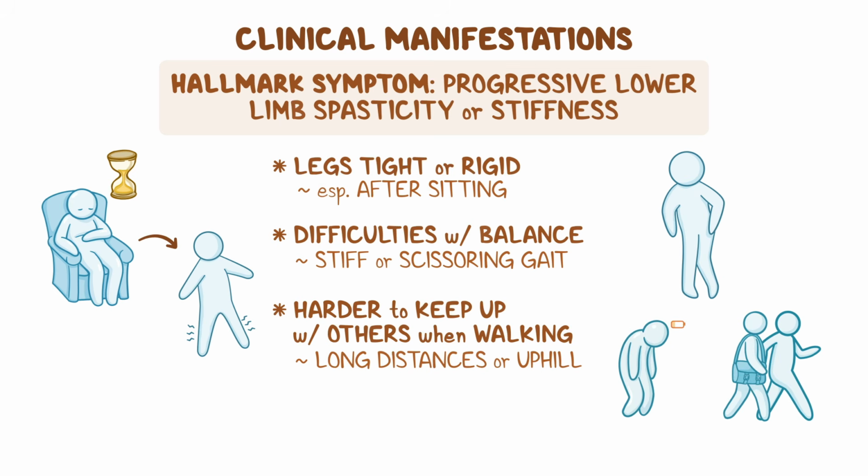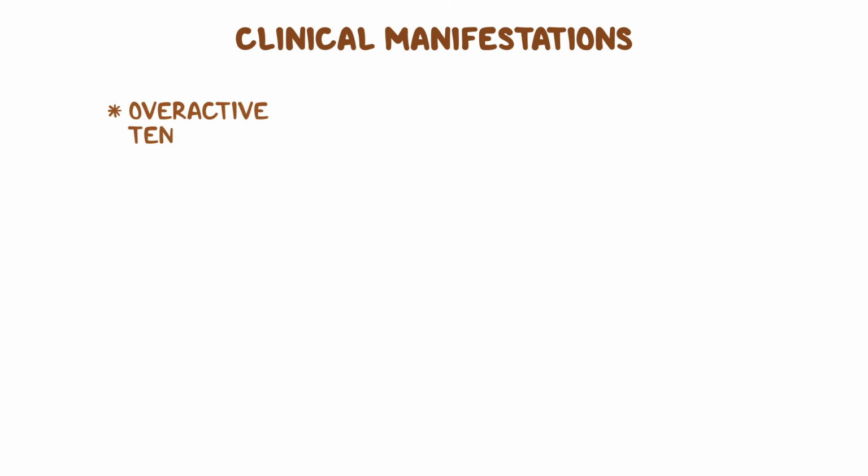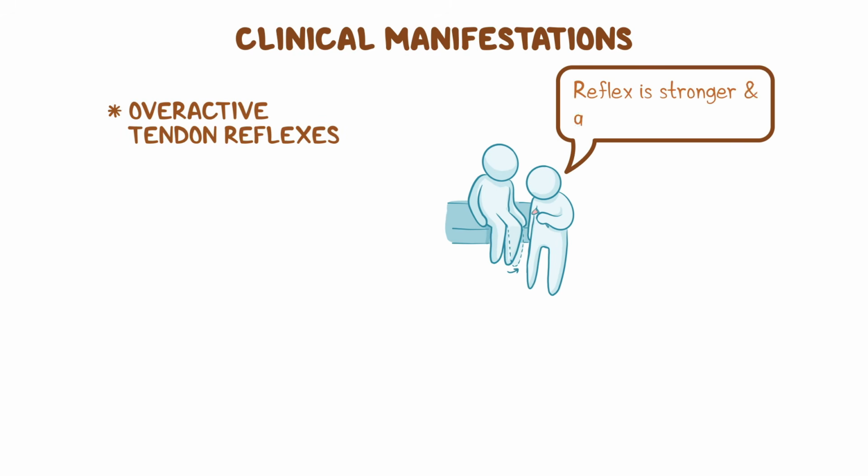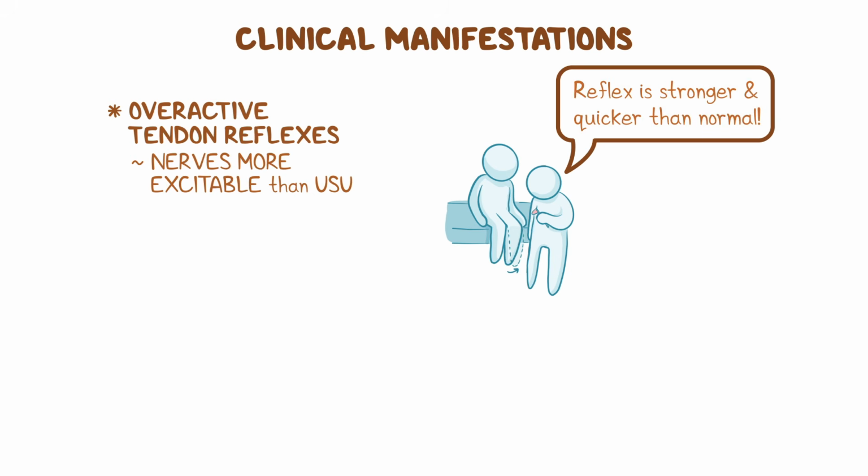A physical exam may reveal overactive tendon reflexes, meaning when a clinician taps on a tendon, like the one just below the kneecap, the reflex is stronger and quicker than normal. This happens because the nerves controlling the reflexes are more excitable than usual.